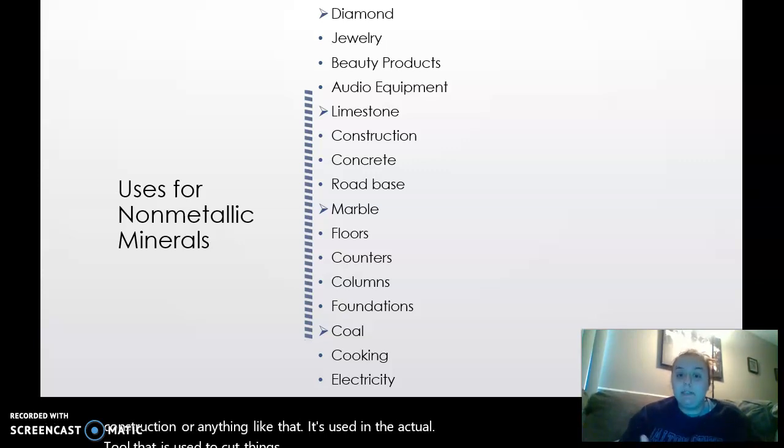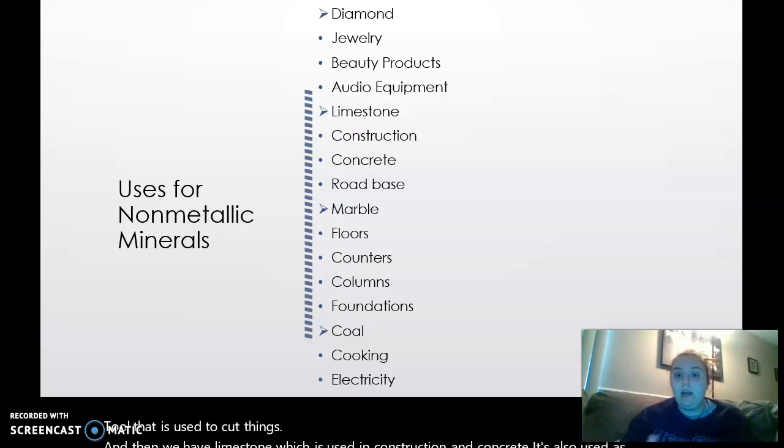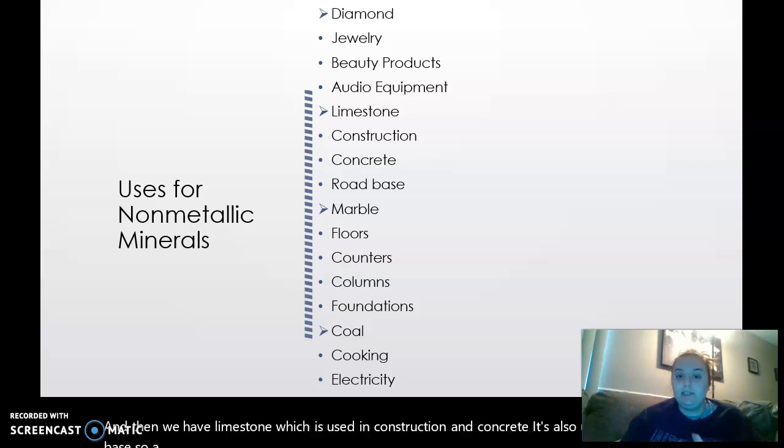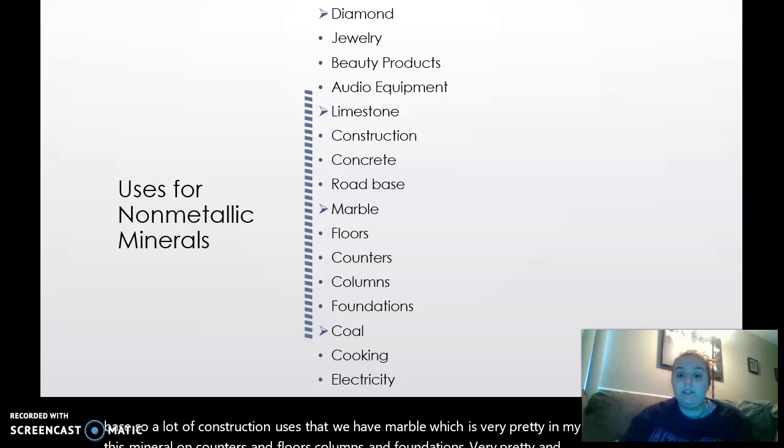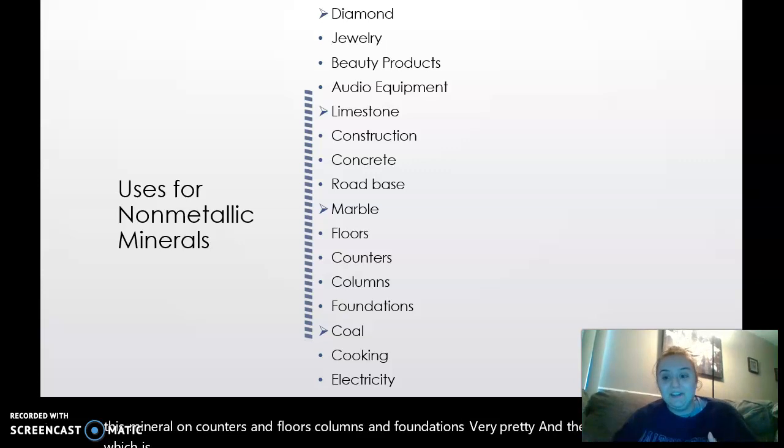And then we have limestone, which is used in construction and concrete. It's also used as a road base. So a lot of construction uses. Then we have marble, which is very pretty in my opinion. I love this mineral. On counters and floors, columns and foundations, very pretty. And then we have coal, which is obviously used for cooking on your grills and also used for electricity to heat your houses and all of that kind of stuff.